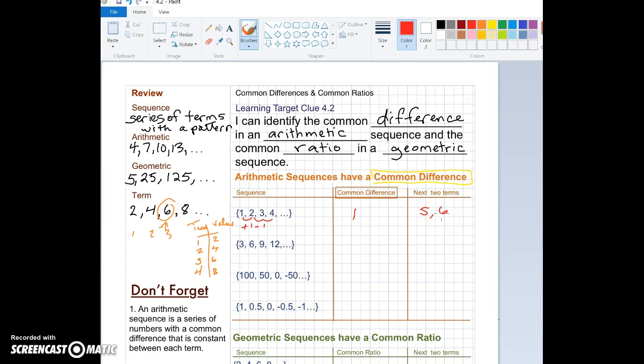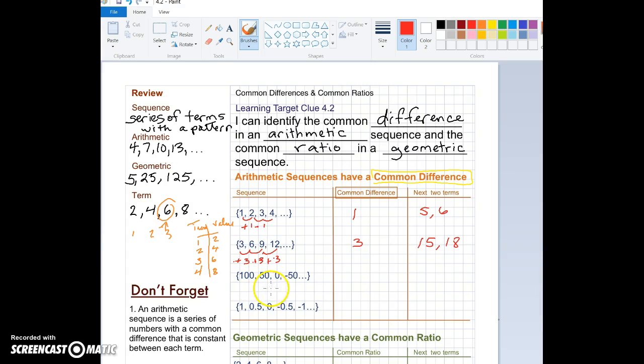All right, let's do the next one. 3, 6, 9, 12. What's my common difference? Can you figure it out? What do I do between 3 and 6 that's the same thing between 6 and 9? Well, you're right. I'm adding 3. From 3 to 6, I add 3 to 3 to get 6. I add 3 to 6 to get 9. And 3 to 9 to get 12. So my common difference is 3. And what are my next two terms? Go ahead and write them in. My next two terms are 15 and 18. Yes?